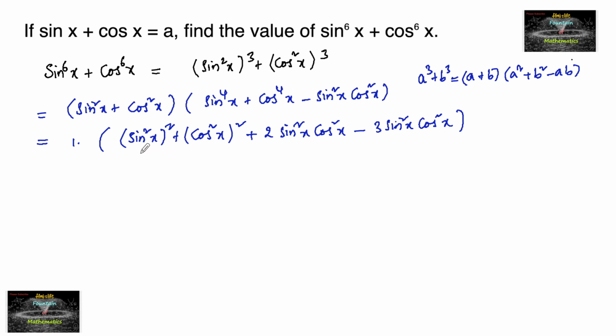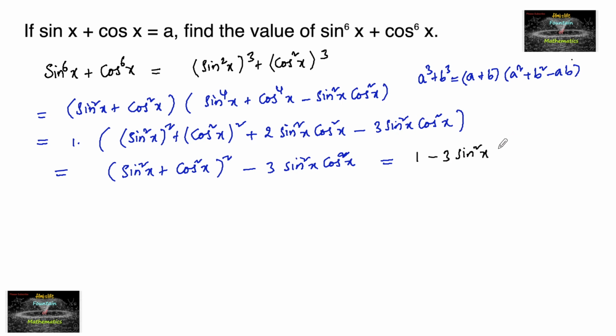And again it is in the form of a square plus b square plus 2ab. So we can write this as (sin square x plus cos square x) whole square minus 3 sin square x cos square x, which equals 1 square, that is 1, minus 3 sin²x cos²x.